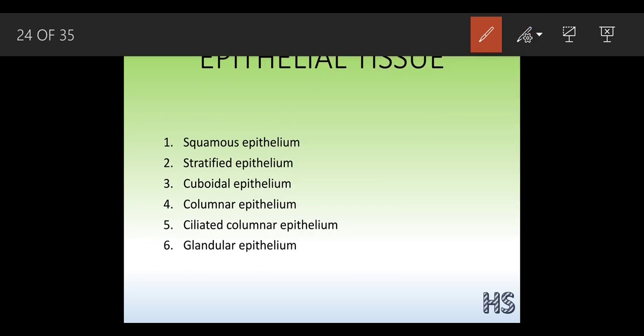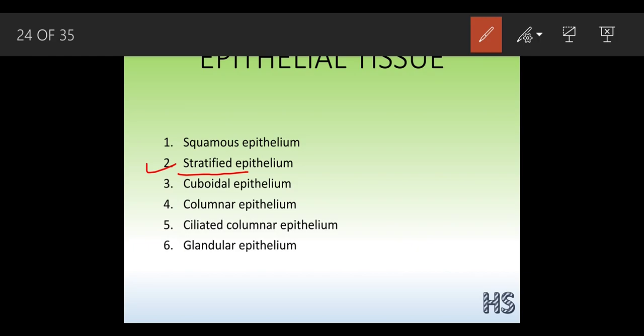Now the second, that is the stratified epithelium. The word stratified means the layer. Where exactly are these stratified present? They are present in the skin and the cornea part. When we look at ourselves in the mirror, the image which is formed in the mirror is nothing but the stratified epithelium. The stratified means the layer which we can see easily.